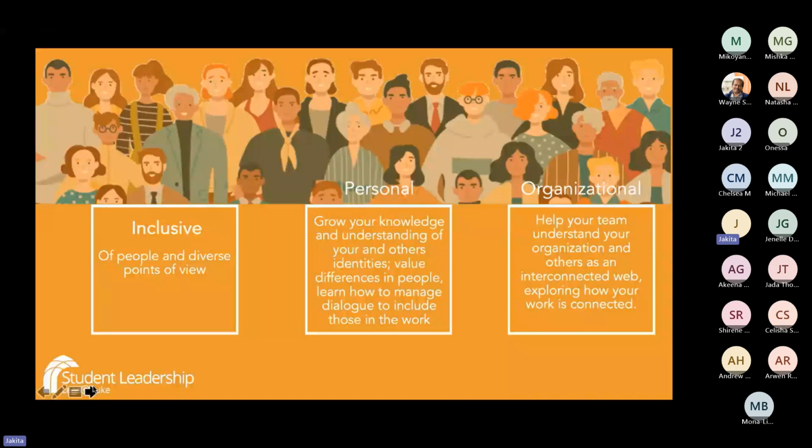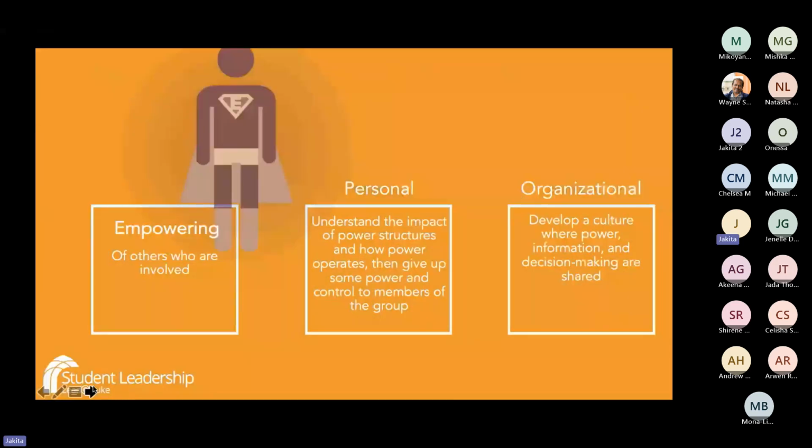Relational leadership is also empowering of others who are involved. Work to understand the impact of power structures and how power operates in organizations. And then look for ways to give up some of that power in your group to non-positional members. Additionally, build relationships between members of your group that help develop a culture where power, information, and decision-making are shared. This will mean that all members can feel empowered because they know what's happening. They feel like they have a piece of the decision-making capabilities, and that power is really shared across the structure.